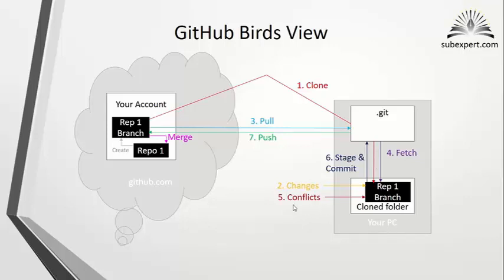The second step is to make changes to that code or that folder, and the third step is to get the latest version of the repository into your local folder. So for that you will have to pull it and then you will have to fetch it. So the latest code will come, and if there are any conflicts as a result of your change, you will have to resolve those conflicts. After resolving the conflicts, you will stage and commit your changes.